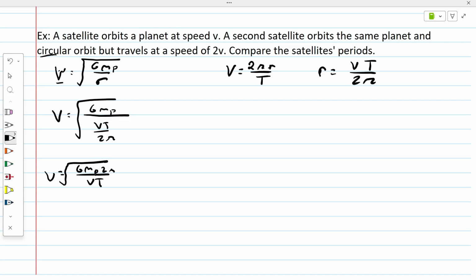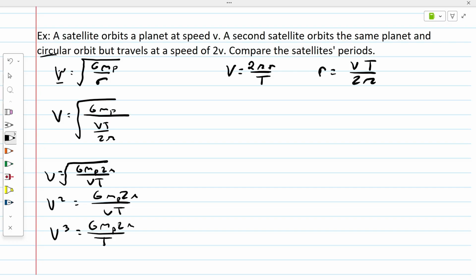And so now we can square both sides and get the velocity squared equal to G M_p 2 pi over vT, and multiply this v over, and you would get v to the third equals G mass of the planet 2 pi over T. And so this is kind of our final relationship. So this is our whole equation, but we are only comparing the speeds versus the periods.